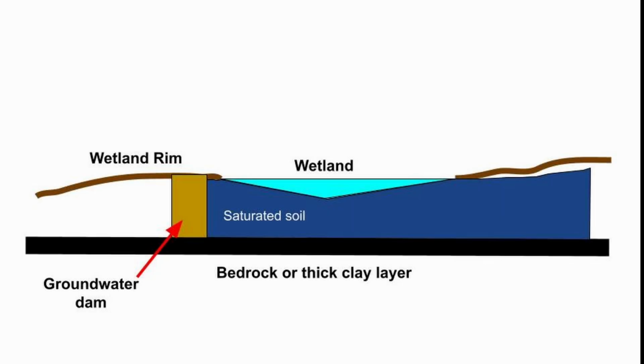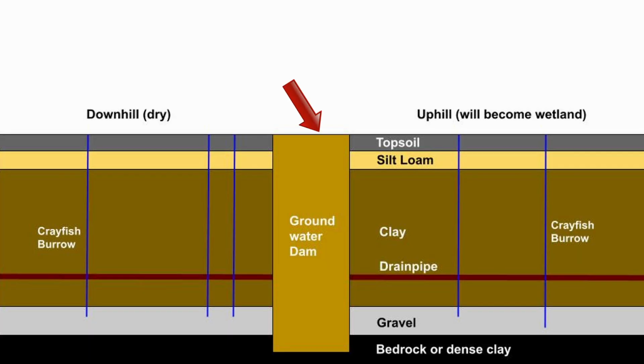This drawing shows a profile view of an emergent wetland built using a groundwater dam. The groundwater dam is located where the natural rim of the wetland was lowered years ago by somebody digging ditches and installing buried drainage structures. Let's study this profile drawing of a typical groundwater dam.